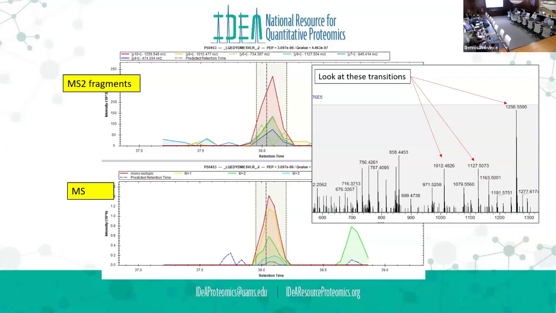In other words, you go to the spectra and find... I'm just talking about looking at the raw data that generated the DIA results. Yeah, something to test the hypothesis that has been generated from this discovery experiment. Yeah.